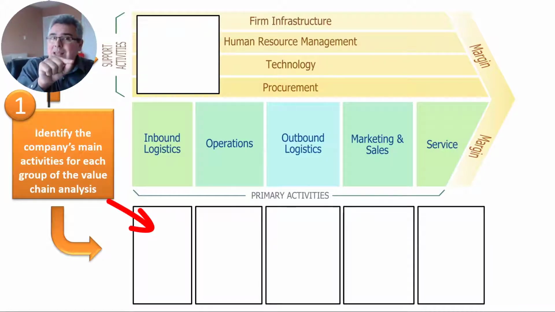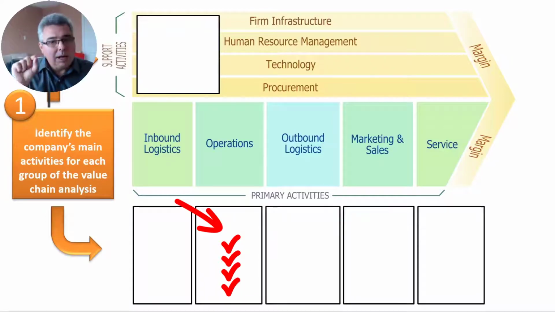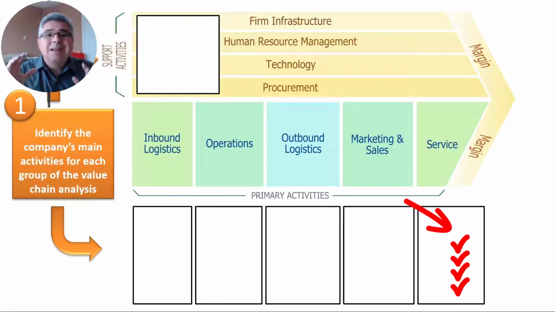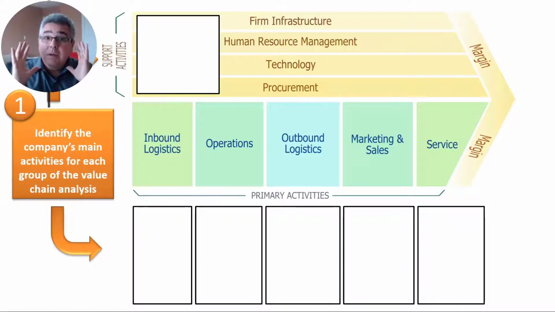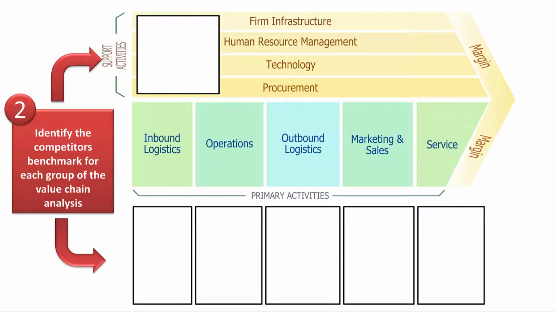If you have the inbound logistics, you will be listing all the activities and resources that the company has to perform the inbound logistics. Then you move to operations. List all the information that the company has to perform the operations. Go on to outbound logistics, marketing, sales, and service. That is the main idea of using that framework. So that is step one. That's step one. What is step two?